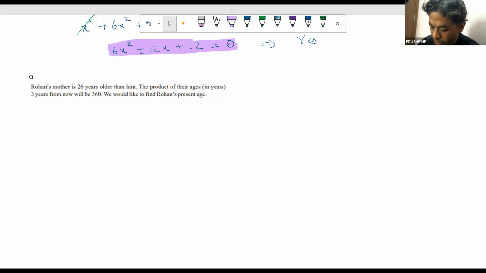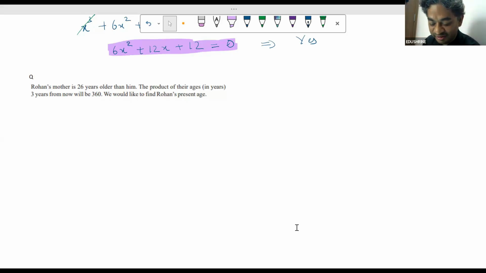Okay, so Chinmay said 7. Likita said 7. Rohan's age, perfect. Mother's age is 33. Very good. So now let us try to solve it.